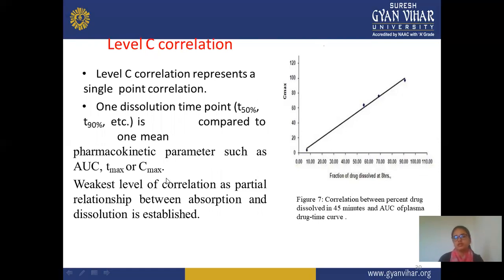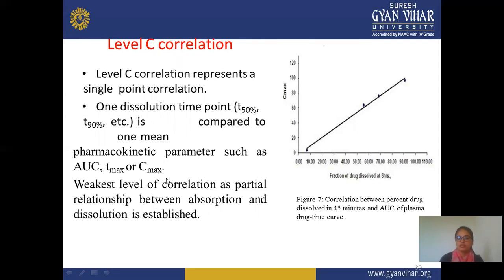And in this, you study the dissolution time point. In dissolution time point, these are the parameters: T50% and T90. You check this T50 and T90 and compare these parameters with some pharmacokinetic parameters. Pharmacokinetic parameters include AUC, Tmax, and Cmax. It is the weakest level of correlation, as only a partial relationship between absorption and dissolution is established.